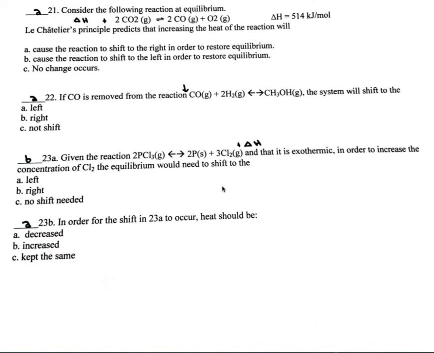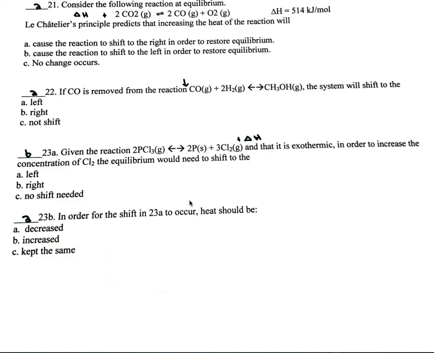22. If CO is removed from the reaction, the system will shift. Now, if I decrease CO, therefore it's going to shift to the left. That should be pretty easy at this point.